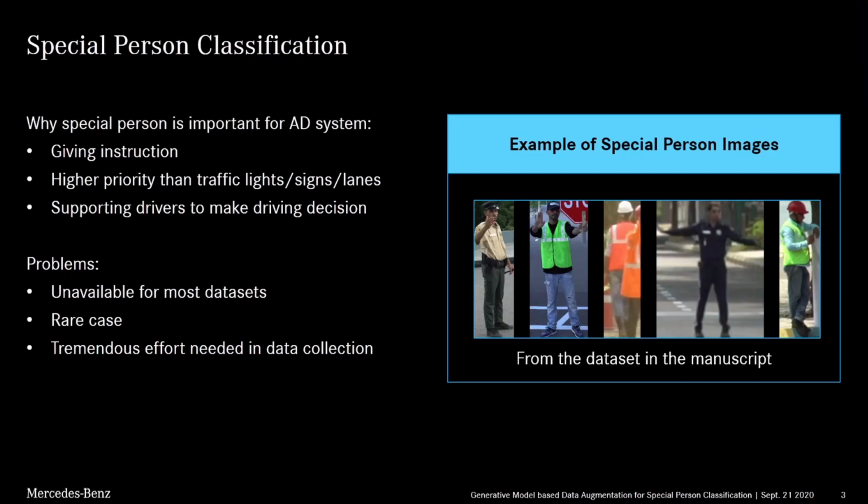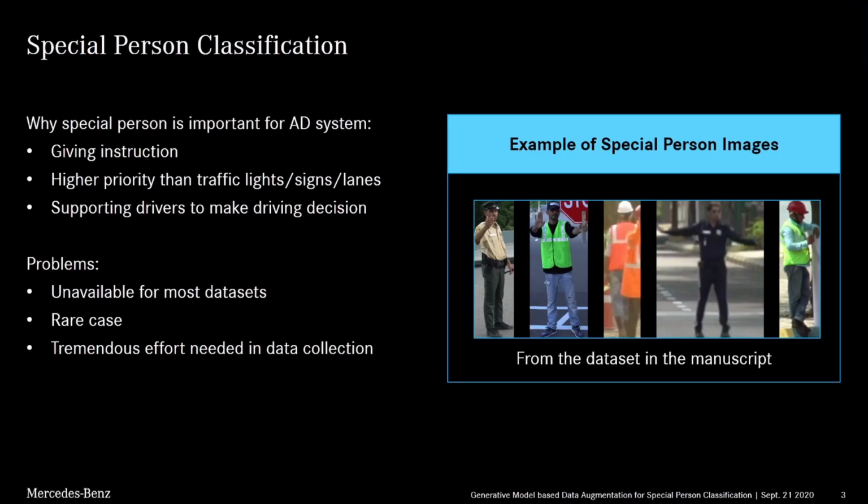Here are some examples of special person images on the right-hand side. For example, the police, the construction workers, and school guards. Actually, in real-world traffic, the behavior of those special persons is structured by laws, regulations, and common understanding. The instruction from a special person has higher priority than the traffic signs and the traffic lights.